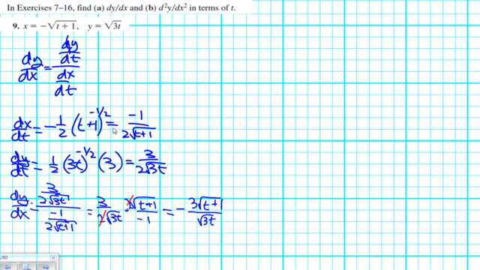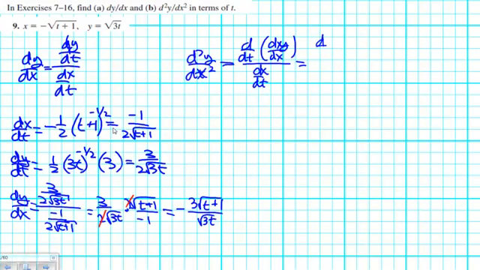So there's part 1. And now we have to do the second derivative. Let's remind ourselves that the second derivative, d2y/dx2, is equal to the derivative with respect to t of dy/dx all over dx/dt. So it's the derivative with respect to t of what we just ended up with, and it's divided by that thing.